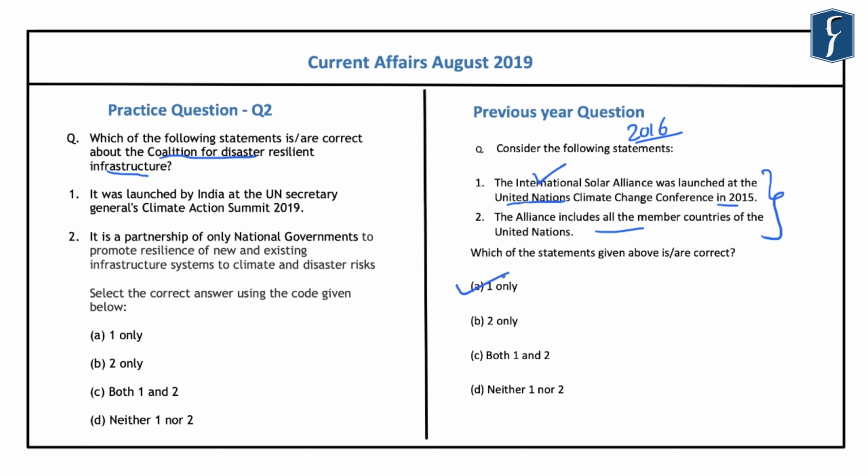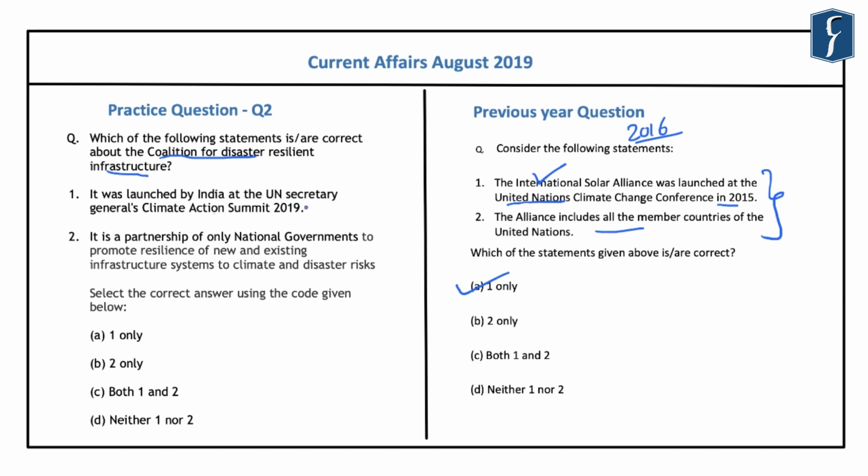This is because not all the members of the United Nations are members of the International Solar Alliance. And the countries which were supposed to be the members of the International Solar Alliance initially were those countries which lie between the Tropic of Cancer and the Tropic of Capricorn.